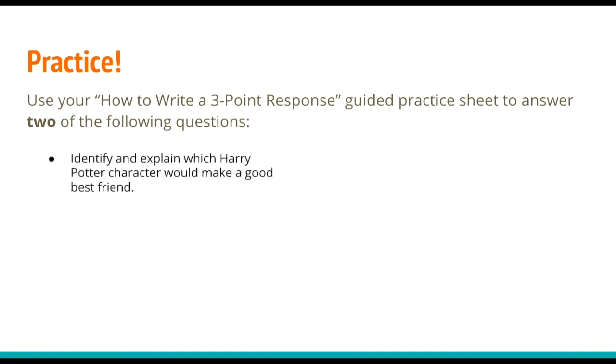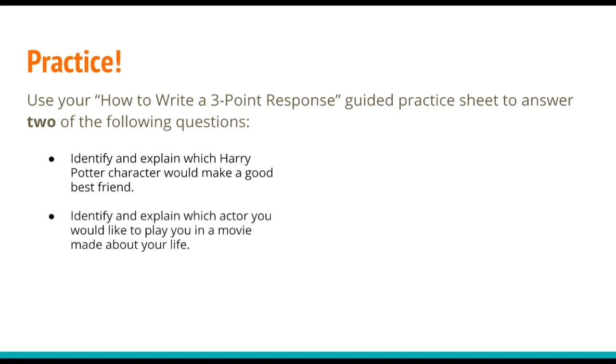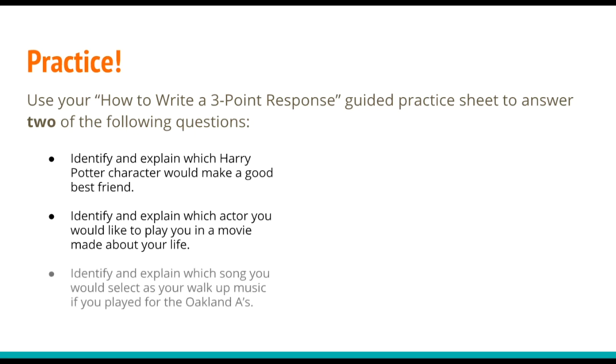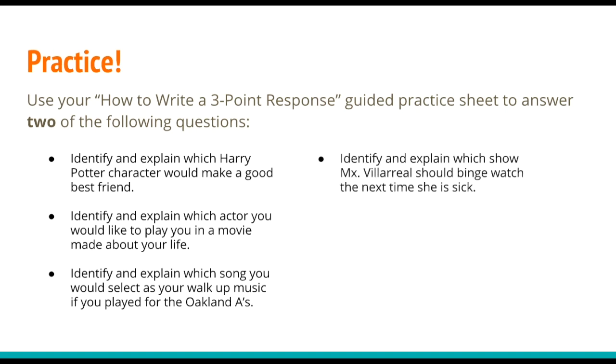One of the questions, hey, identify and explain which Harry Potter character would make a good friend. Lots of opportunity there. Have fun with that one. 2, identify and explain which actor you would like to play you in a movie about your life. You could write a 3-point response about that. You could identify and explain which song you would select as your walk-up music if you played for the Oakland A's. Mine would be Because I'm Awesome by the Dollyrots for obvious reasons.